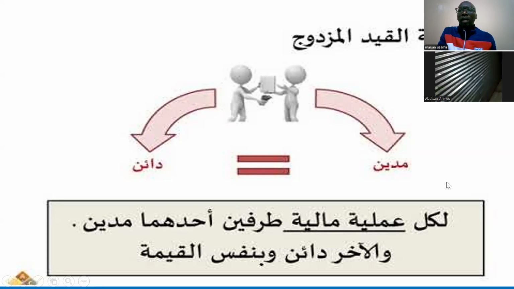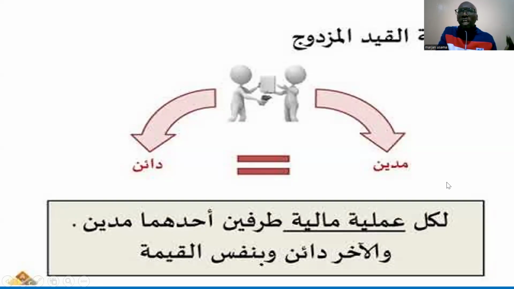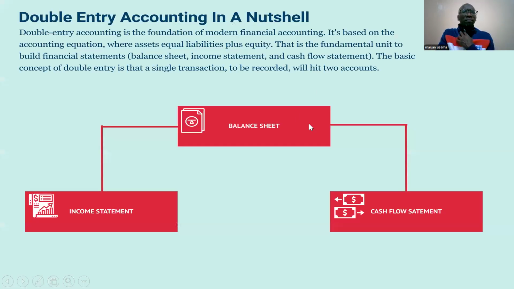For example, if you buy a product, you buy a laptop for 100. So there are two accounts that will be affected. So you'll be having the cash account and you'll also be having the purchases account. So both accounts will be affected by $100. So that is the basic idea of Nadhriyatul Qaid al-Muzdawaj.